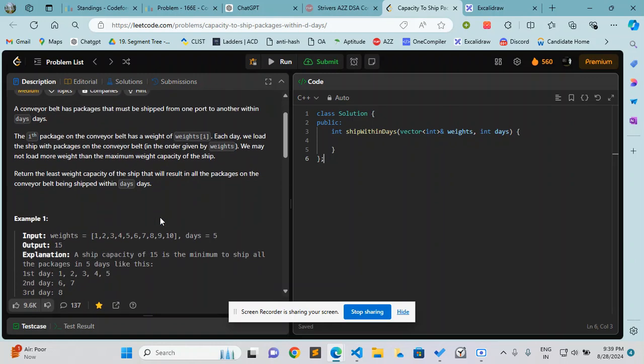The given question is that a conveyor belt has packages that must be shipped from one port to another within D days. The heaviest package on the conveyor belt has a weight of w[i]. Each day we load the ship with packages on the conveyor belt in the order of the given weights. We may not load more than the maximum weight capacity of the ship. Return the least capacity of the ship that will result in all the packages on the conveyor belt being shipped within D days.